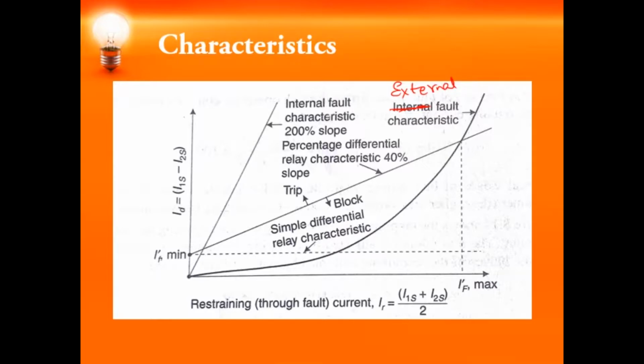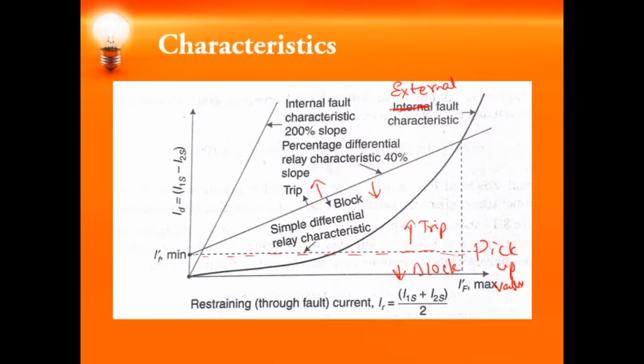Now any current above this characteristic, the relay is going to trip. Below this, it is going to block. Similarly, if you observe for a simple differential relay, this is the pickup value. So above this pickup value it will trip, and below this it will block.